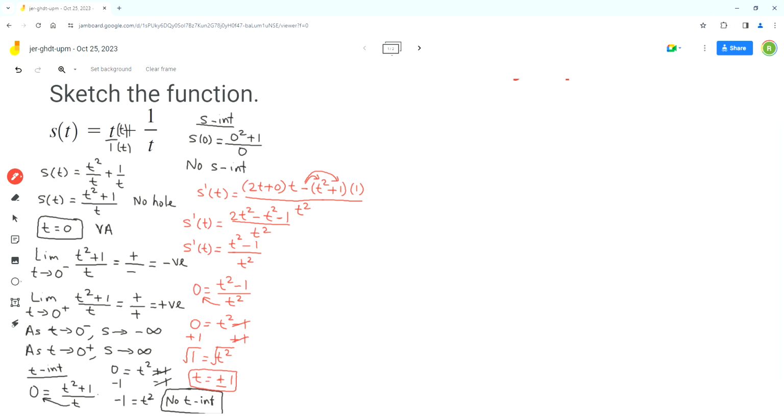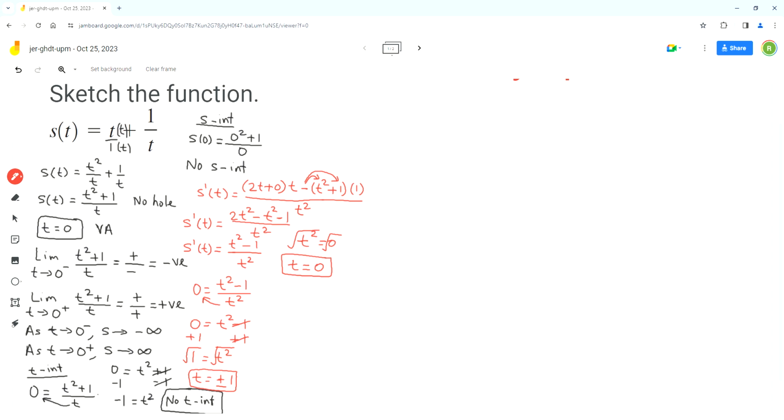Now we should also set the derivative equal to undefined to find the critical points that make the derivative undefined. So this rational function, f prime of t, will be undefined if the denominator is equal to 0. So we can set the denominator equal to 0 and then solve for t. So we apply square root to both sides. So we get t equals 0. So at t equals 0, there is a vertical asymptote. So that's why the derivative of the function is undefined at t equals 0.